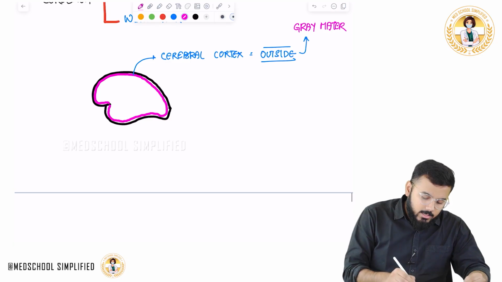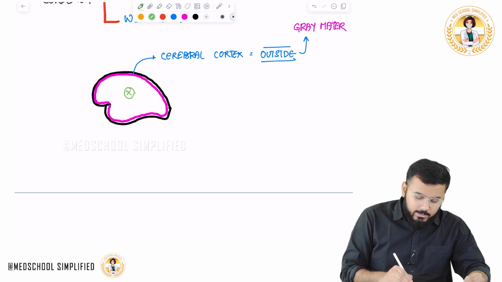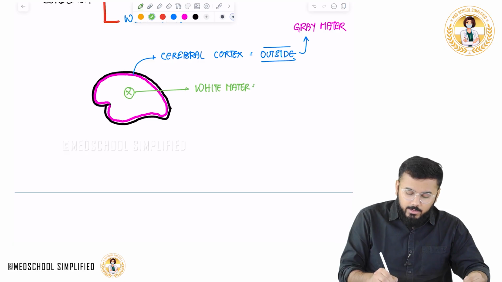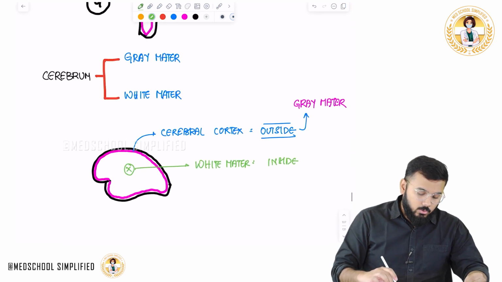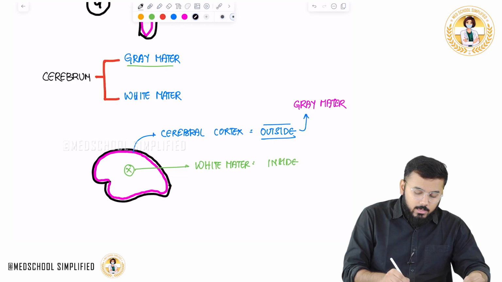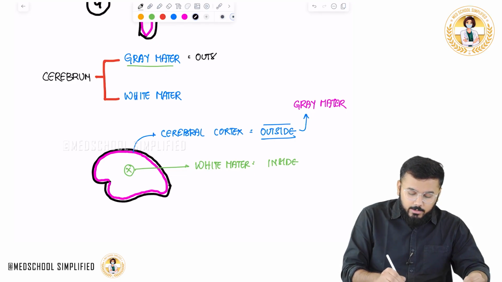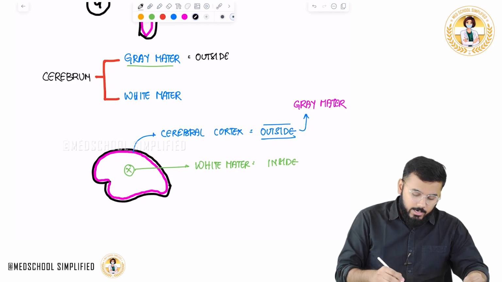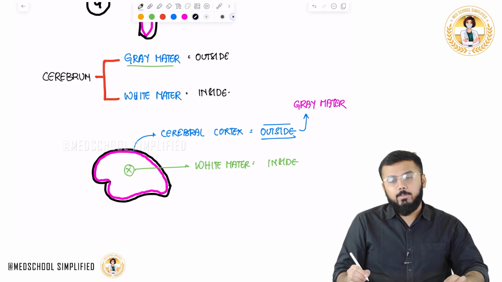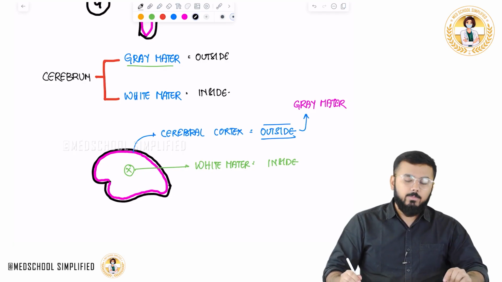Next important thing, this part which you can see in the center, this is called as what? White matter. This is called as your white matter. And where is white matter located? White matter is located inside. So in the cerebrum, where is the gray matter located? Gray matter is located outside, and white matter is located inside.